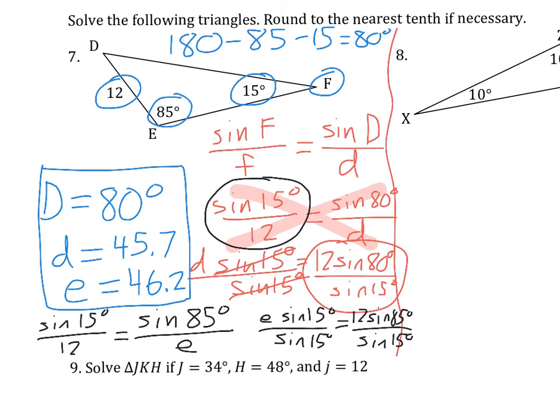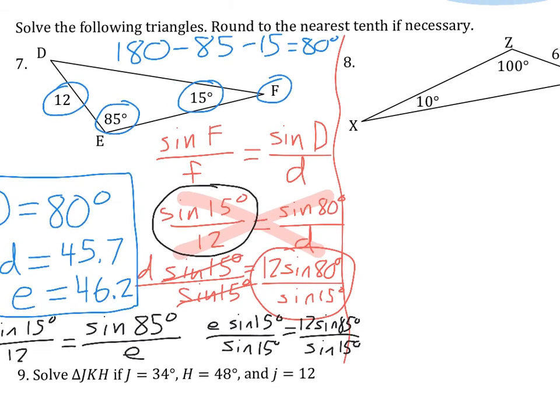One way you could check your work, make sure that the biggest angle has the same letter as the longest side. So what was the biggest angle? The biggest angle was 85 degrees, which was E. And what was the longest side? It was also E, 46.2. And then same thing with the smallest. The smallest angle was 15 degrees, that's F. The shortest side was 12, which was also F.